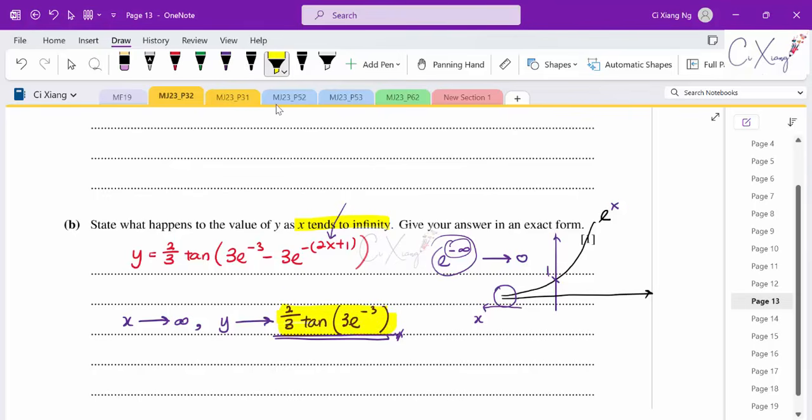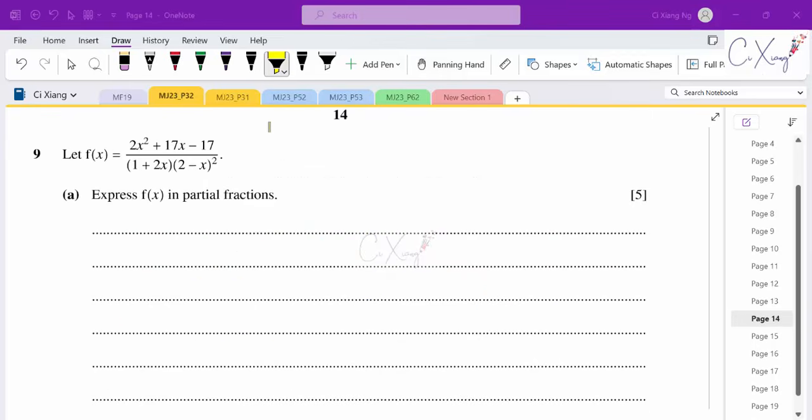Okay, so to get this answer, you need to have the idea: what is the value that we will get when we substitute negative infinity into e power x? Basically, you can see from the diagram here, it should be equal to 0. It's a very small value. Therefore, we assume that it is equal to 0. And then when we simplify our expression here, we'll get this as the final answer for y when x tends to infinity. Okay, so this is how we solve question number 8.